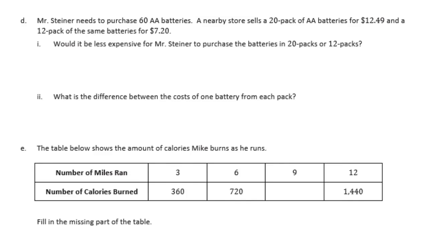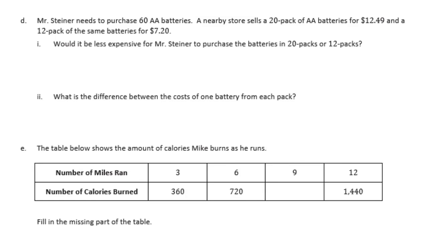D. Mr. Steiner needs to purchase 60 AA batteries. A nearby store sells a 20-pack of AA batteries for $12.49 and a 12-pack of the same batteries for $7.20. Would it be less expensive for Mr. Steiner to purchase the batteries in 20 packs or 12 packs?